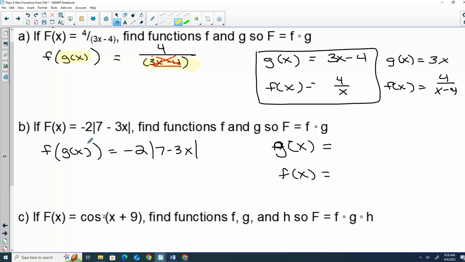So G is the inside. Okay, the easiest option is to make your inside just what's in the absolute value. So 7 minus 3x. If you did that, think about undoing the composition. You take that out and put an x in its spot. So you get negative 2 absolute value of x. Did anyone do something different? Okay.